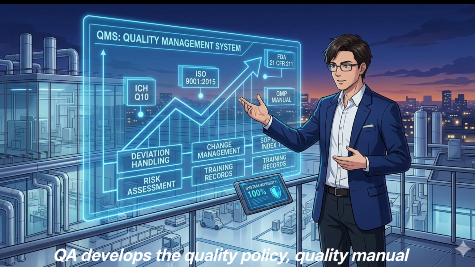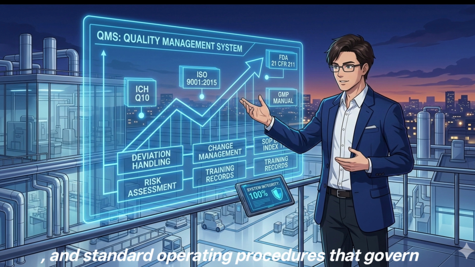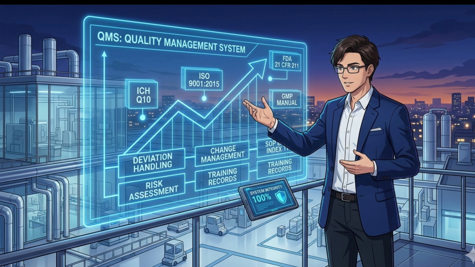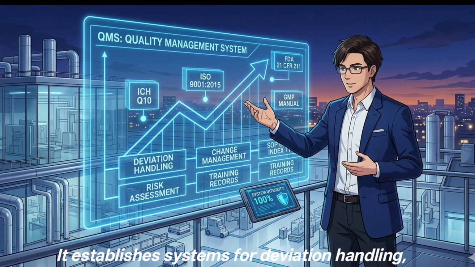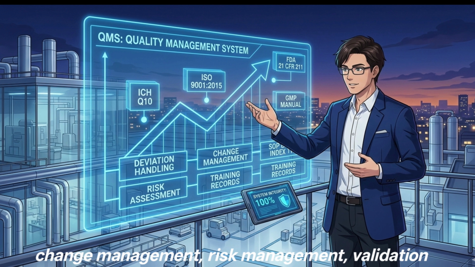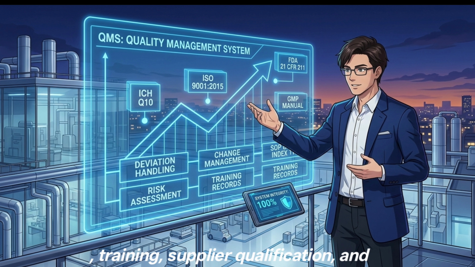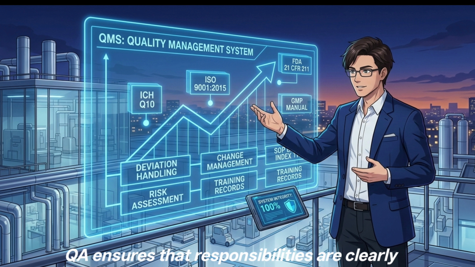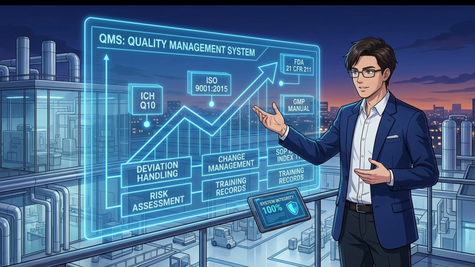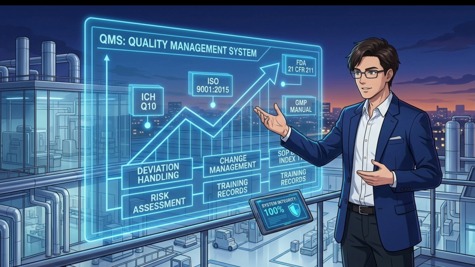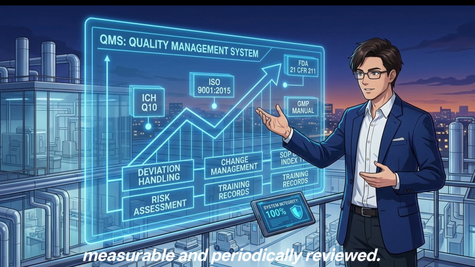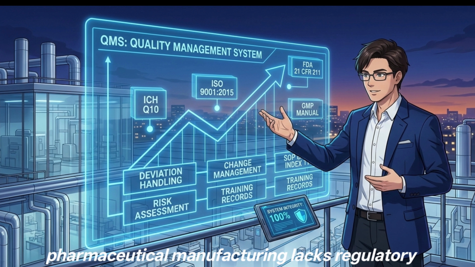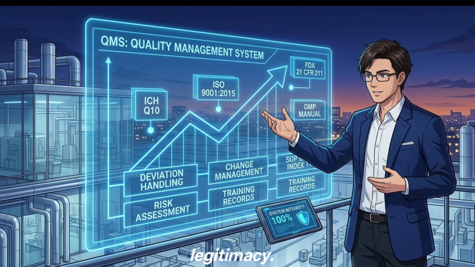QA develops the quality policy, quality manual, and standard operating procedures that govern every GMP activity. It establishes systems for deviation handling, change management, risk management, validation, training, supplier qualification, and management review. QA ensures that responsibilities are clearly defined and that quality objectives are measurable and periodically reviewed. Without a structured and effective QMS, pharmaceutical manufacturing lacks regulatory legitimacy.